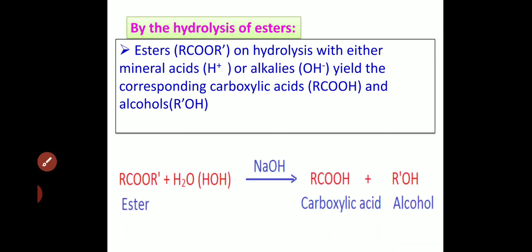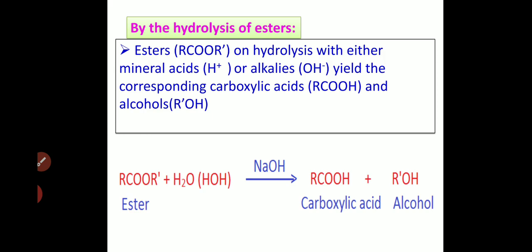So how will the reaction be? Ester RCOOR dash plus H2O, water, hydrolysis in presence of a base, sodium hydroxide, which is written on the arrow. The products are RCOOH, carboxylic acid, and R dash OH, alcohol. So this is the general equation. Here R is an alkyl group, so two R's are there, one is R and one is R dash, to differentiate between the two alkyl groups. Whatever it may be, R or R dash, both represent alkyl groups.